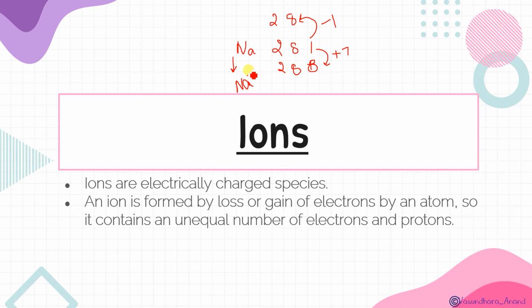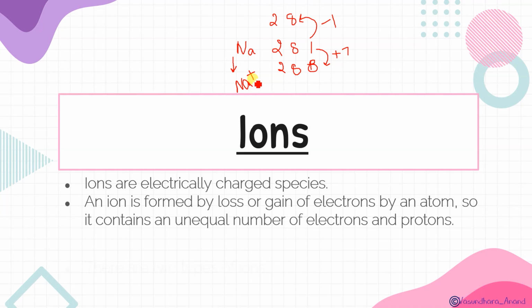Clear? So an atom forms ions to make itself stable, like the noble gases. An ion is formed by loss or gain of electrons by an atom. So it contains an unequal number of electrons and protons, because the number of electrons and protons becomes unequal when it forms ions. In the case of a cation, the number of electrons will be less than protons, while in the case of an anion, the number of electrons will be more than protons.